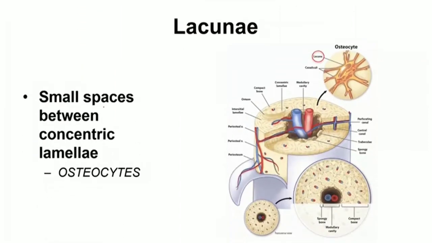Next is the lacunae. A lacuna is a small space between concentric lamellae, and in this space the osteocyte cells reside. When two lamellae are adjacent to each other, you can find a pit-like structure in between. That pit-like structure is a lacuna.